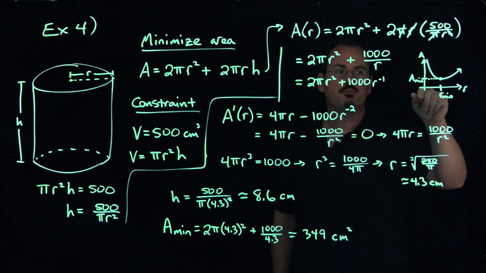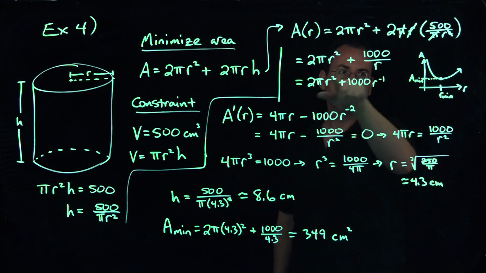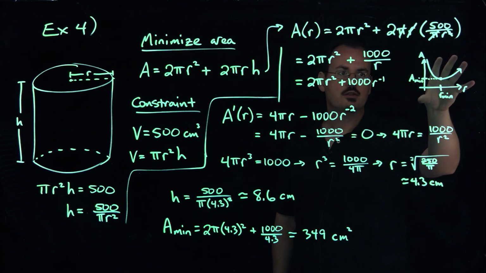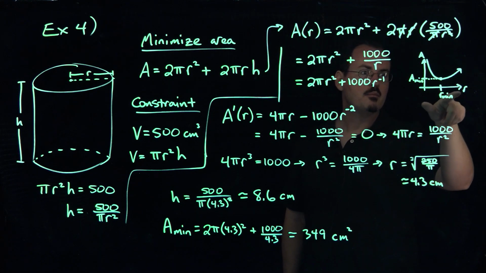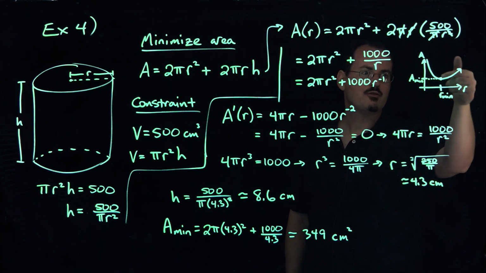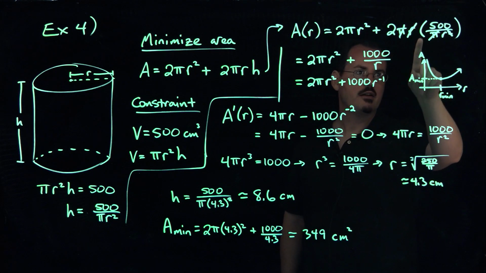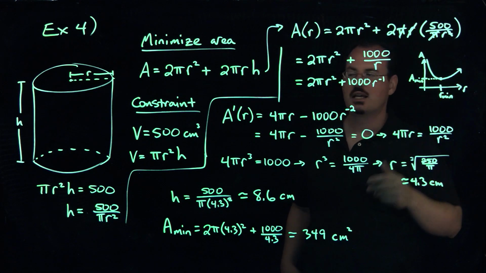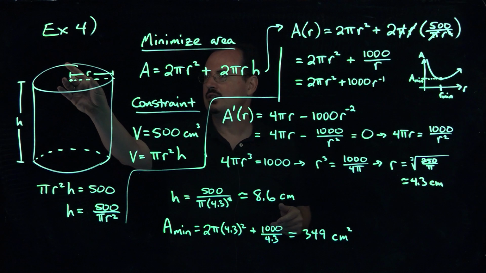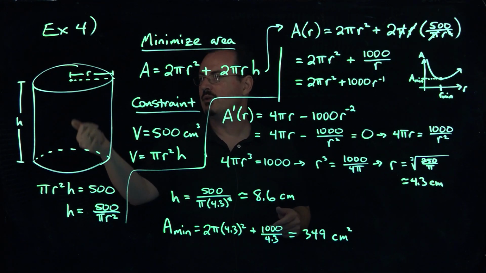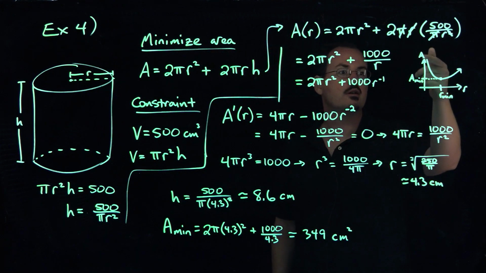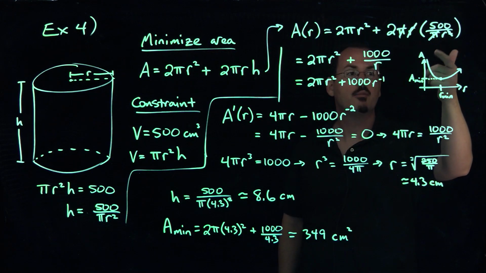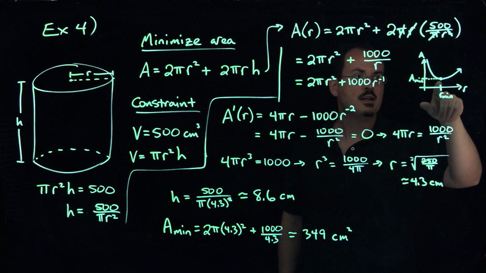But if you think about what this graph would look like, it would look something like this. I've drawn a little representation of this function graphically. Notice that for smaller values of r, the area is going up. Well, what does that mean? If I've got a really small r, in order to keep the volume at 500, I'd have to have a really tall, skinny can, and so the amount of material would go up. That's why it goes up over here.